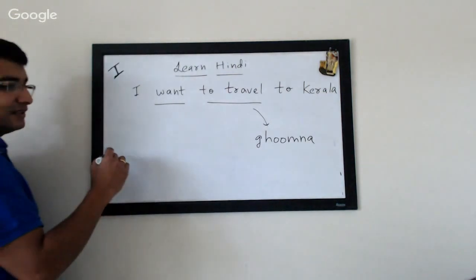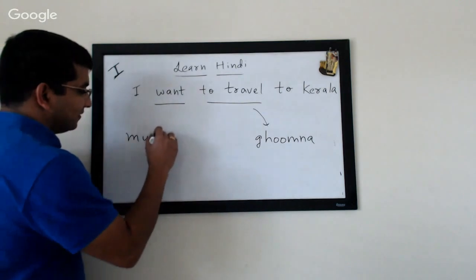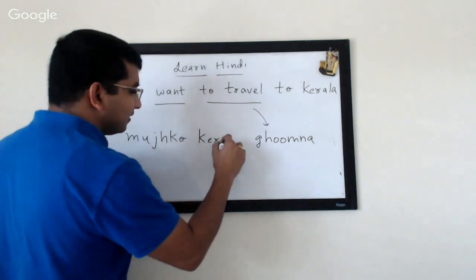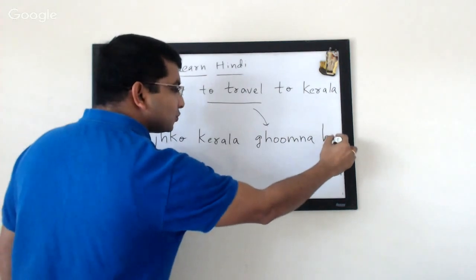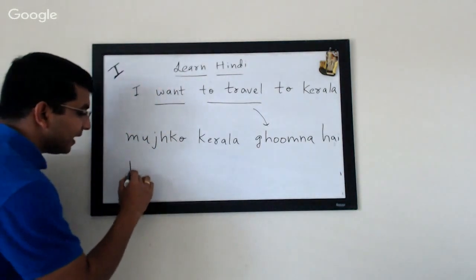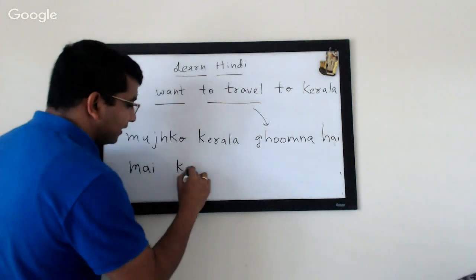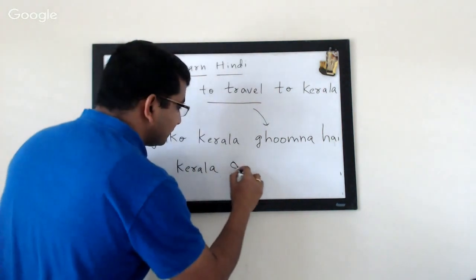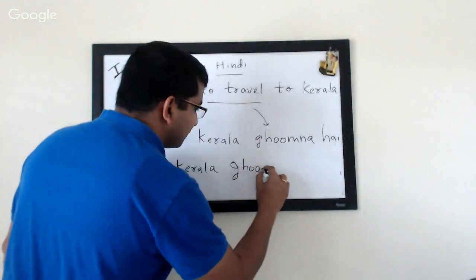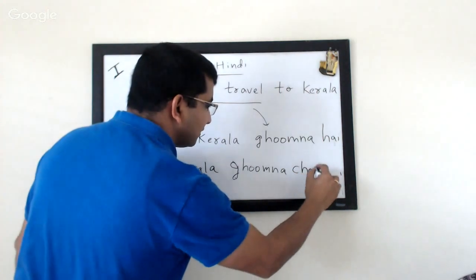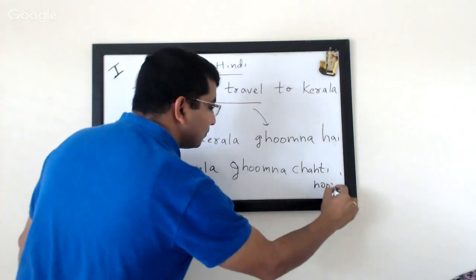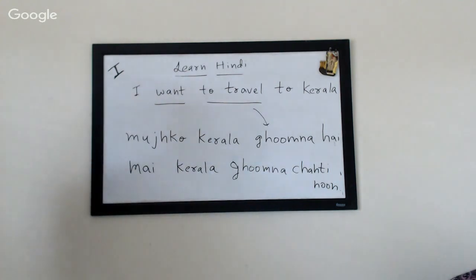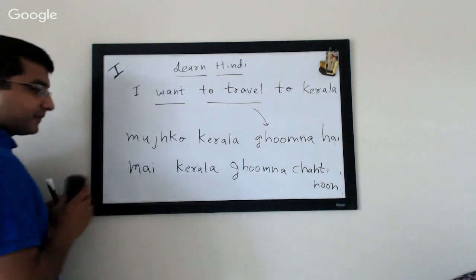So the sentence is? So Verity says मुझको केरला जाना चाहती हूँ. Okay. So it'll be मुझको केरला घूमना है. That's one. The second one that you mentioned is मैं केरला जाना और घूमना चाहती हूँ. First is मुझको केरला घूमना है. Second is मैं केरला घूमना चाहती हूँ. Good. Very good.